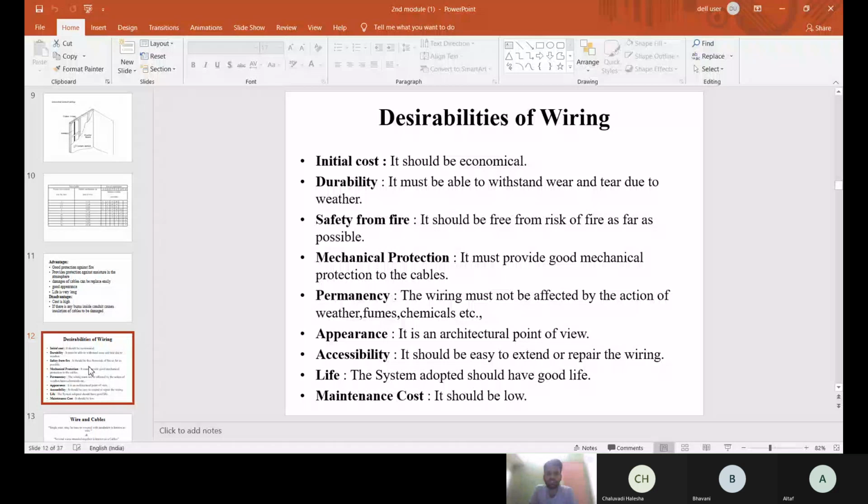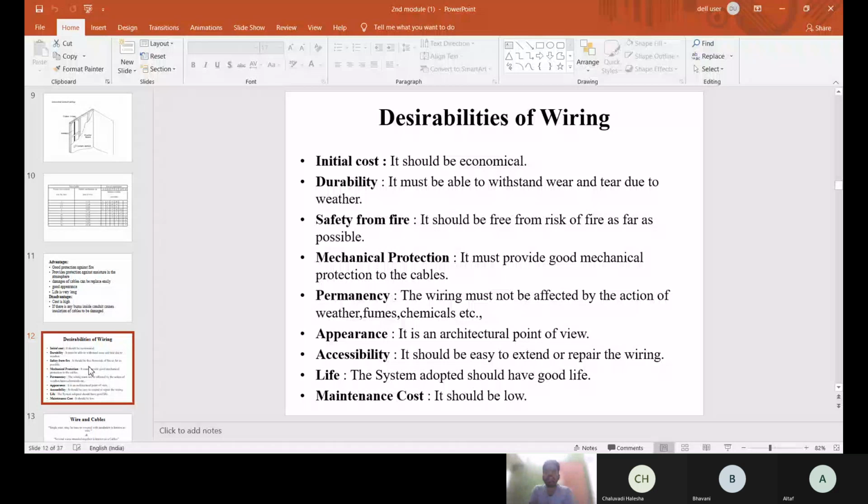The maintenance cost should always be low. If you are a good estimator, you need to minimize the cost. For that purpose, you have to make sure of cheap and best materials. That is, the initial cost should be low, and you have to make sure of good quality work, able to withstand for a longer duration, and also of low maintenance cost.